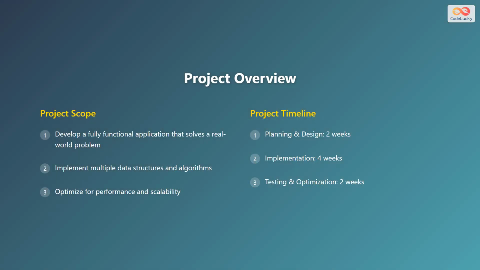Here's a project overview. The project scope includes developing a fully functional application that solves a real-world problem, implementing multiple data structures and algorithms, and optimizing for performance and scalability. The project timeline includes planning and design, which will take 2 weeks, implementation, which will take 4 weeks, and testing and optimization, which will take 2 weeks.